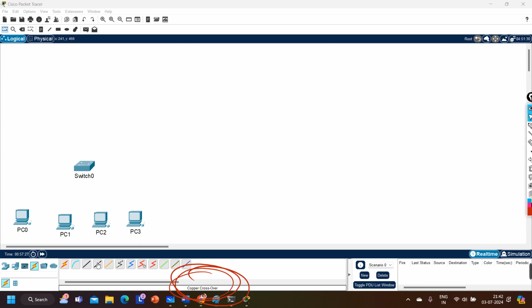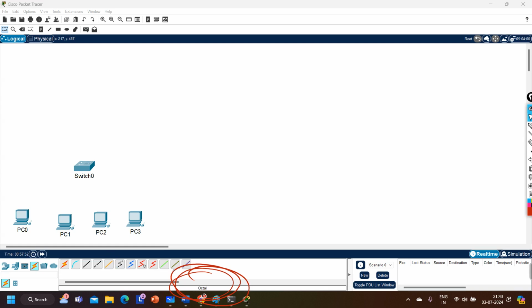Straight through. Then crossover. Then fiber. Phone. Leave these. Coaxial, serial, leave it. USB. So here, to connect PC and computer, which type of cable is required?